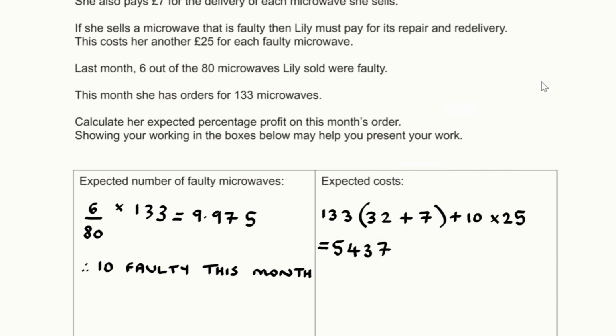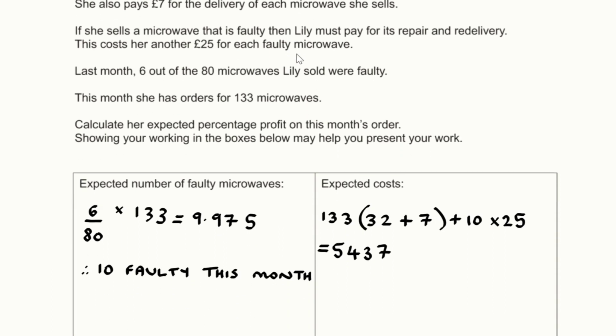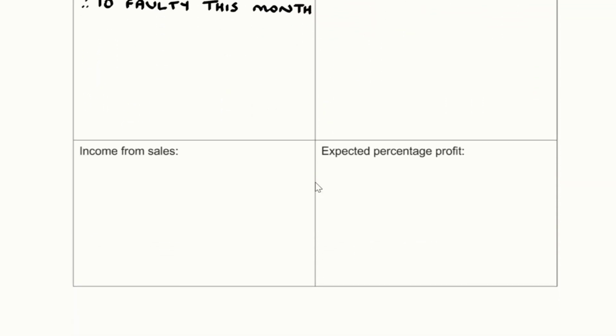We can also find out the income. Now, if she's got 133 microwaves, which she ordered, and we know already that she's selling them for £60, then the income from sales is 133 multiplied by 60, which is £7,980.